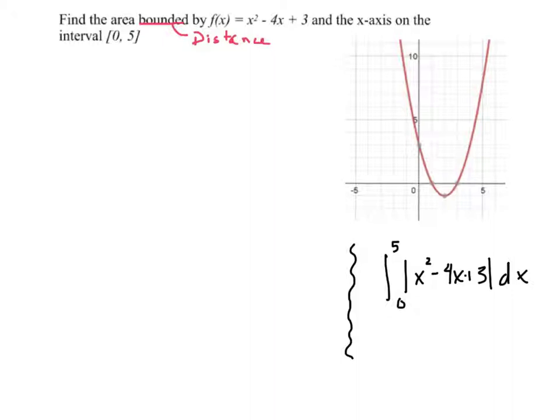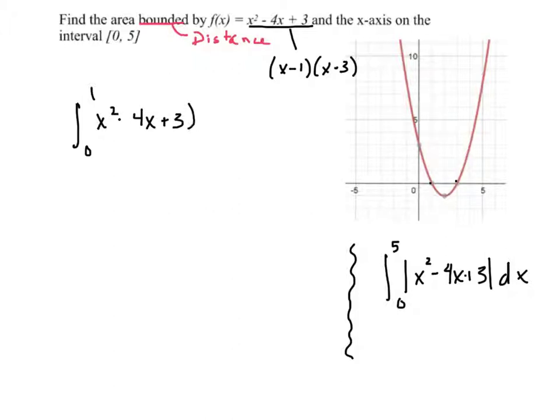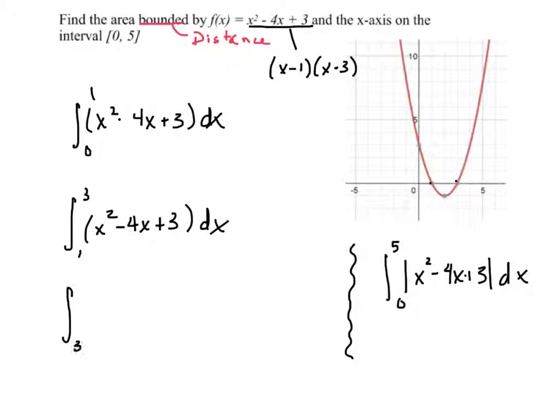But if you were going to do this by hand, you'd have to set this up as multiple integrals. And the first thing I guess we'd need to do is factor this and say, well, it's x minus 1 and x minus 3. Okay, giving us these 2 points right here. So then I would need to do an integral from 0 to 1. I would need to do another integral from 1 to 3. Notice that this integral would give me the negative area. And I would need to do one more integral from 3 to 5.